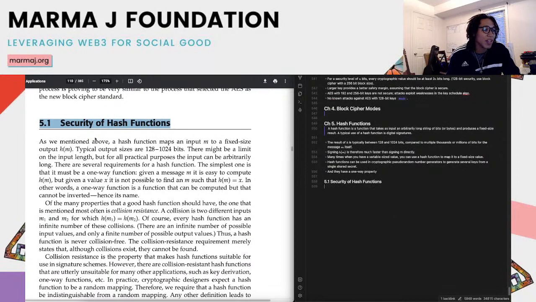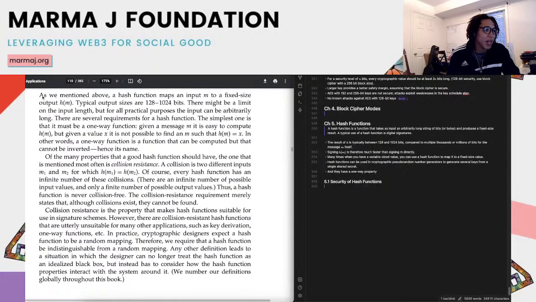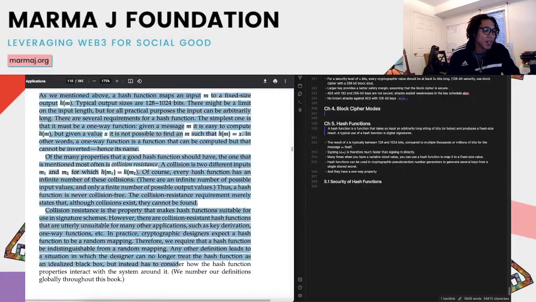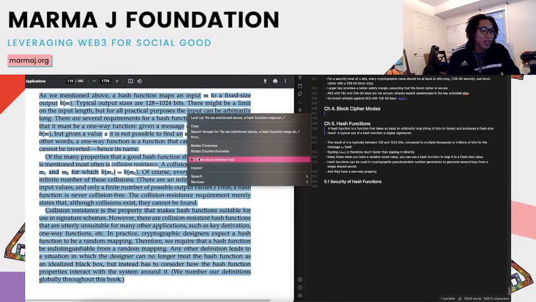So, security of hash functions. I'm not going to try to read it all; I do not like doing that. It's much more efficient if I just do this. It keeps me going.